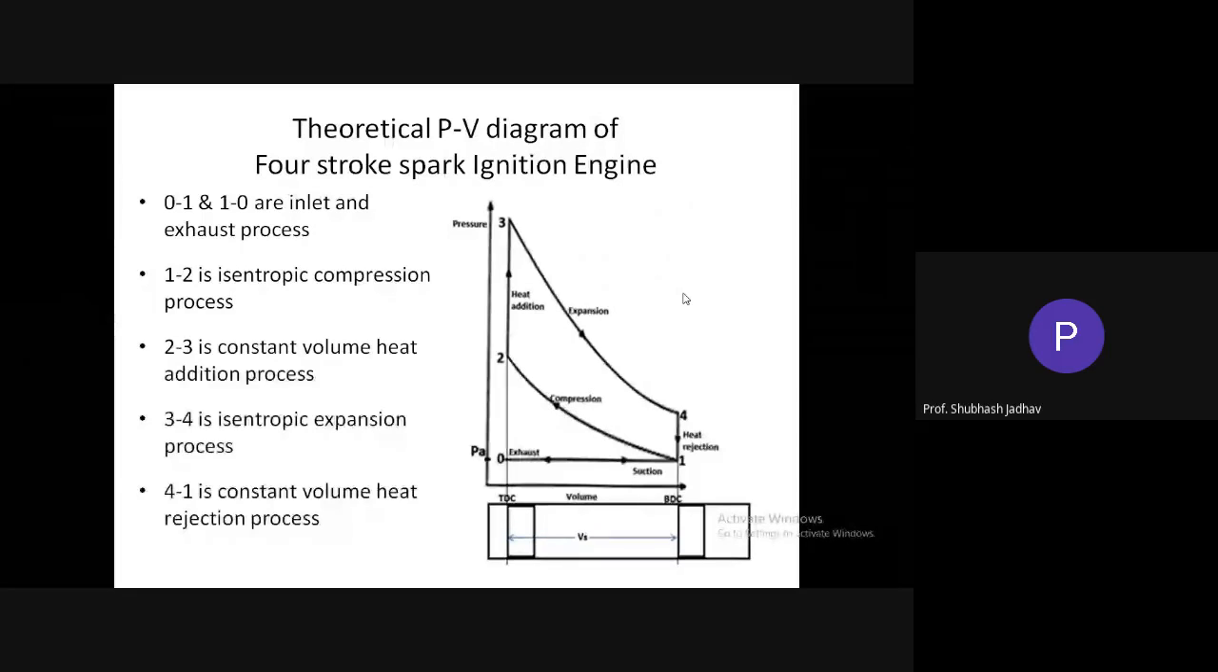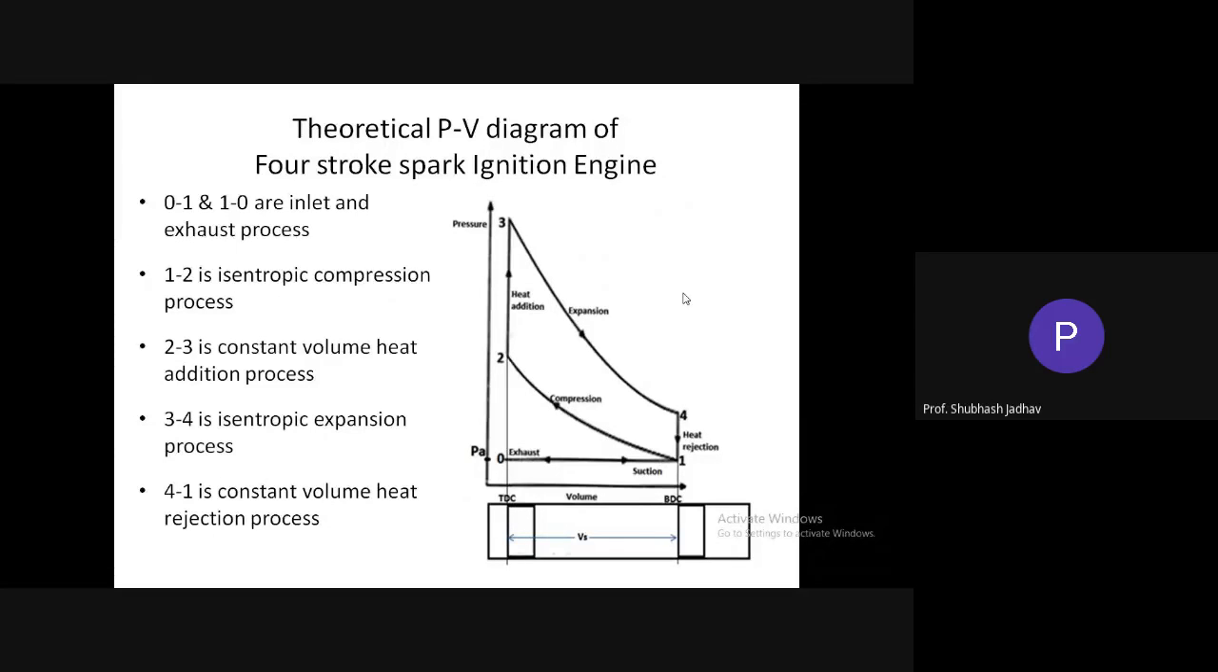Okay, this is also called the Otto cycle. We have what you learned in your first year. So you are well versed with this particular concept of the Otto cycle. We are going to revise it once again, basically how we are getting this.